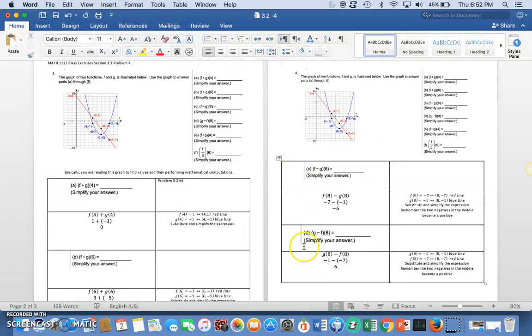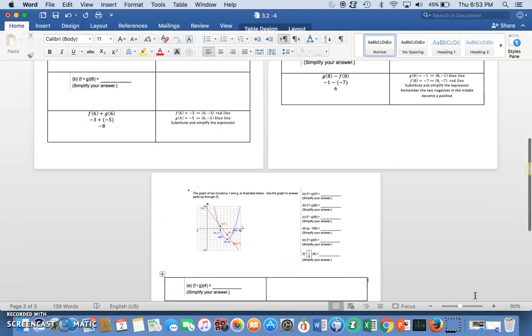Now they reverse this for D and do g minus f of 8. And as we know, you don't always get the same answer when you subtract. Order is important. So g is blue, 8, -1. F of 8, f is red, red 8, -7. -1 minus the -7, -1 plus 7 will end up being +6.